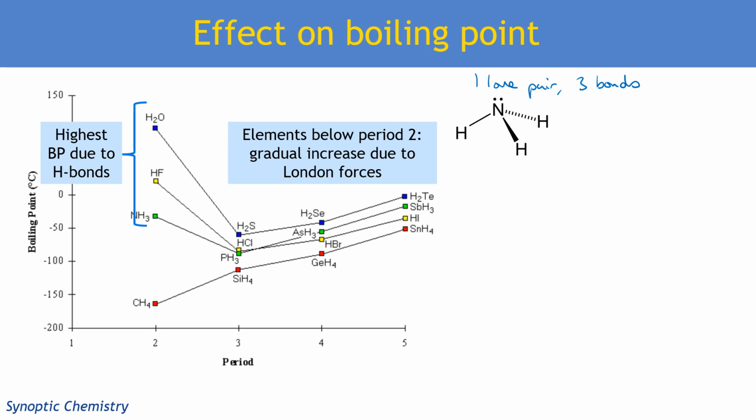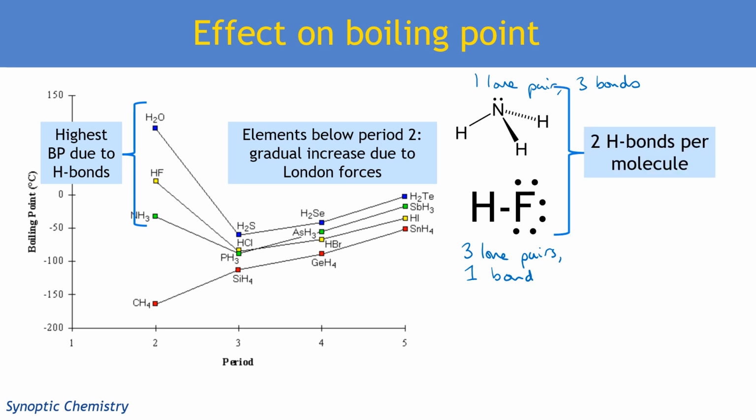But because of the ratio of only one lone pair to 3 bonds, you don't get as many, and the same opposite problem for hydrogen fluoride, which has 3 lone pairs and 1 bond to hydrogen. So those two can only form 2 hydrogen bonds per molecule, one of the lone pairs and one of the bonds, because the ratio is not right to form any more than that.